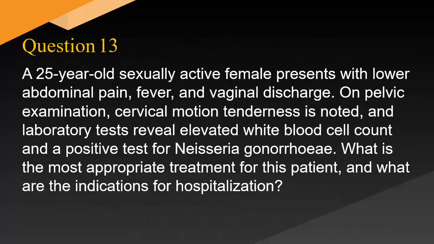A 25-year-old sexually active female presents with lower abdominal pain, fever, and vaginal discharge. On pelvic examination, cervical motion tenderness is noted, and laboratory tests reveal elevated white blood cell count and a positive test for Neisseria gonorrhoeae. What is the most appropriate treatment for this patient, and what are the indications for hospitalization?